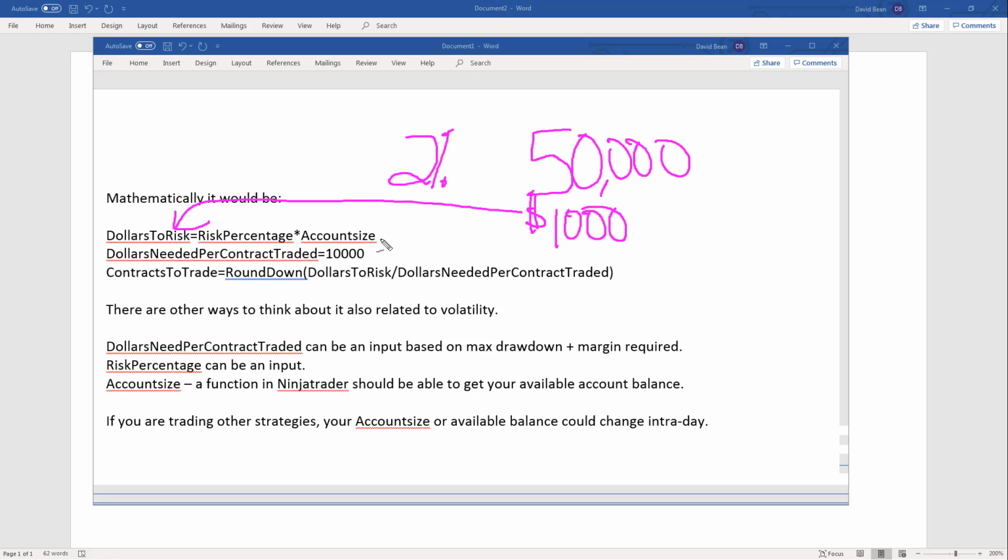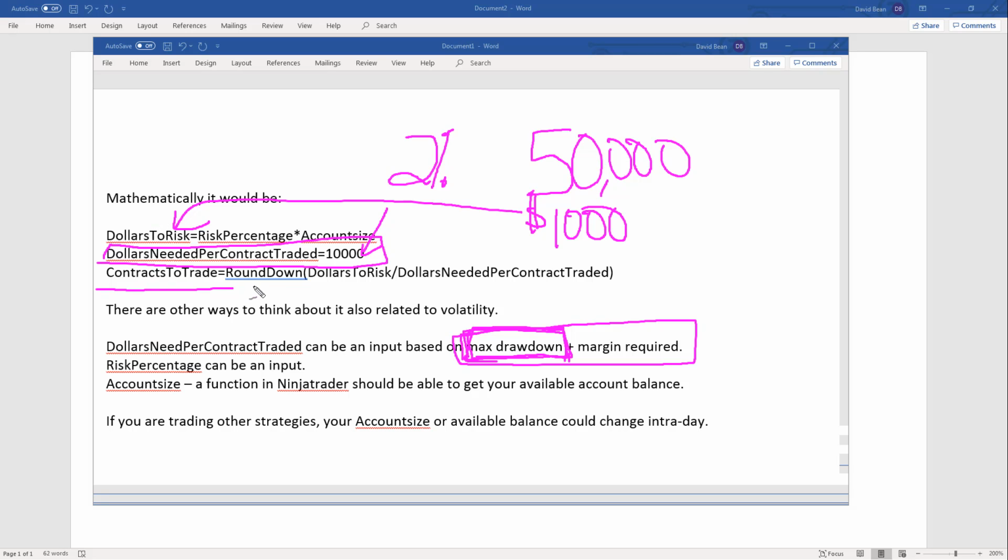Dollars needed per contract. So maybe you have dollars needed per contract traded is $10,000. This is a number that you define based on your max drawdown plus margin required. It can't be calculated in real time unless you have all your history on the chart to know the max drawdown. You could program it, but if you have a long list of strategies and you have the full history on your chart in real time, it could weigh the memory down. So you have to have that as a fixed value to optimize your real-time trading.